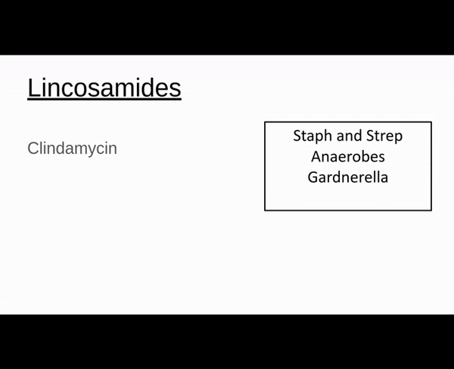Clindamycin is good for staph and strep, so this includes potentially MRSA, even though resistance rates mean that susceptibility will need to be confirmed first. It's also useful for anaerobes. You see it often for skin infections or dental infections in the community. We tend to avoid clindamycin like the plague in the hospital, though, because of the high C. diff risk.